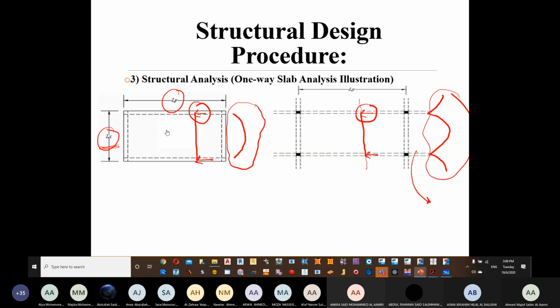So two categories: simple and restraint. Under restraint, there are two types of supports, one is continuous and one is non-continuous. It's very simple.